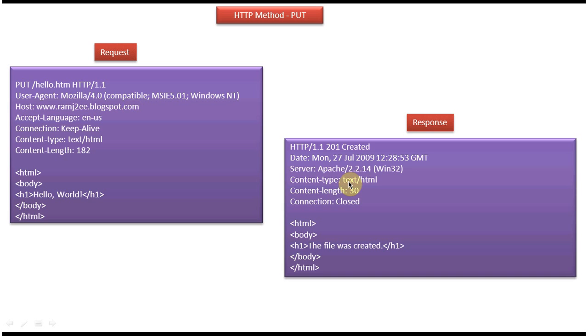So this is the sample response that the server will send from the server machine to the client machine. The first line is the status line. In this case, on the server side, that resource was not there, so it is created. Okay, so you can see 201 Created. And this part from the date to the connection is the response header. Then you can see the empty line, then the response body.